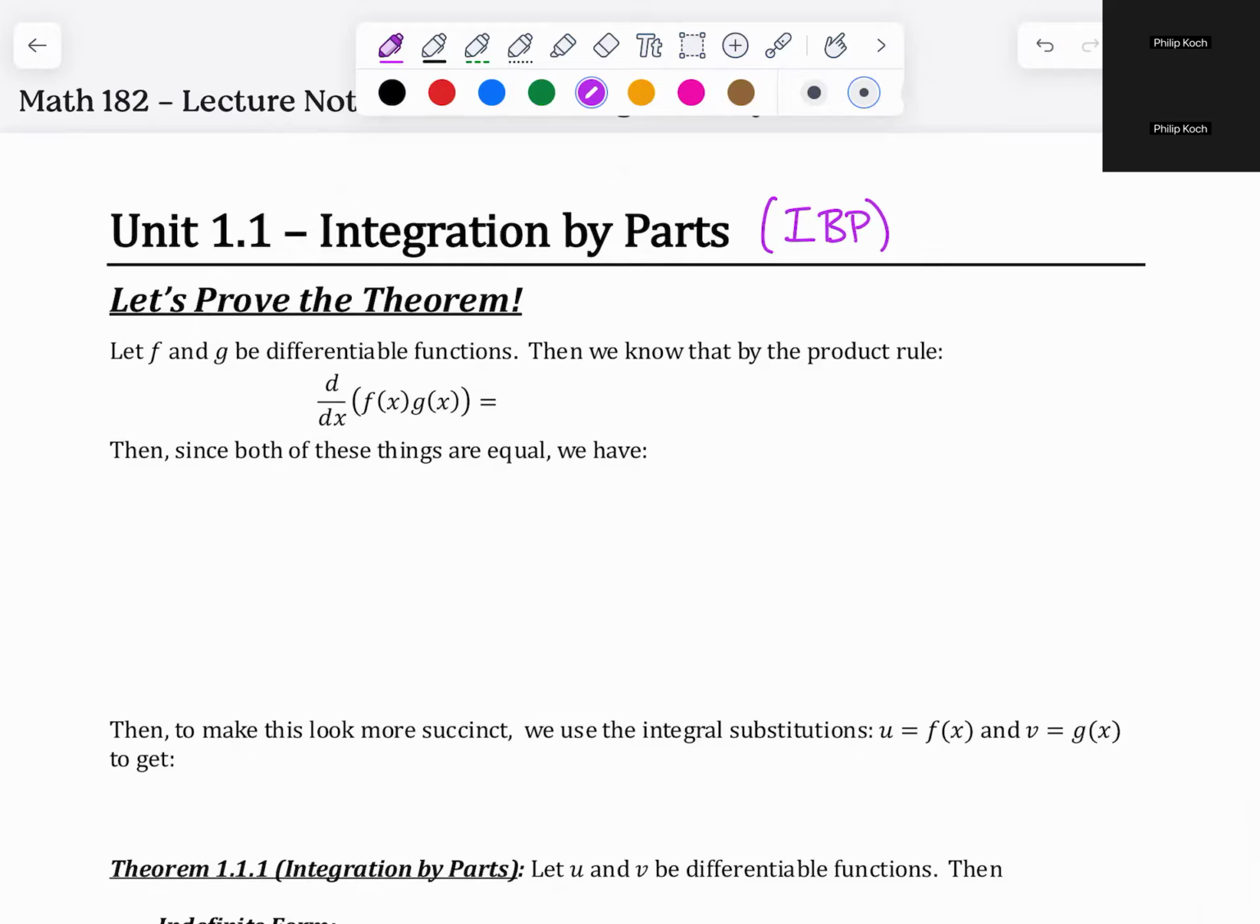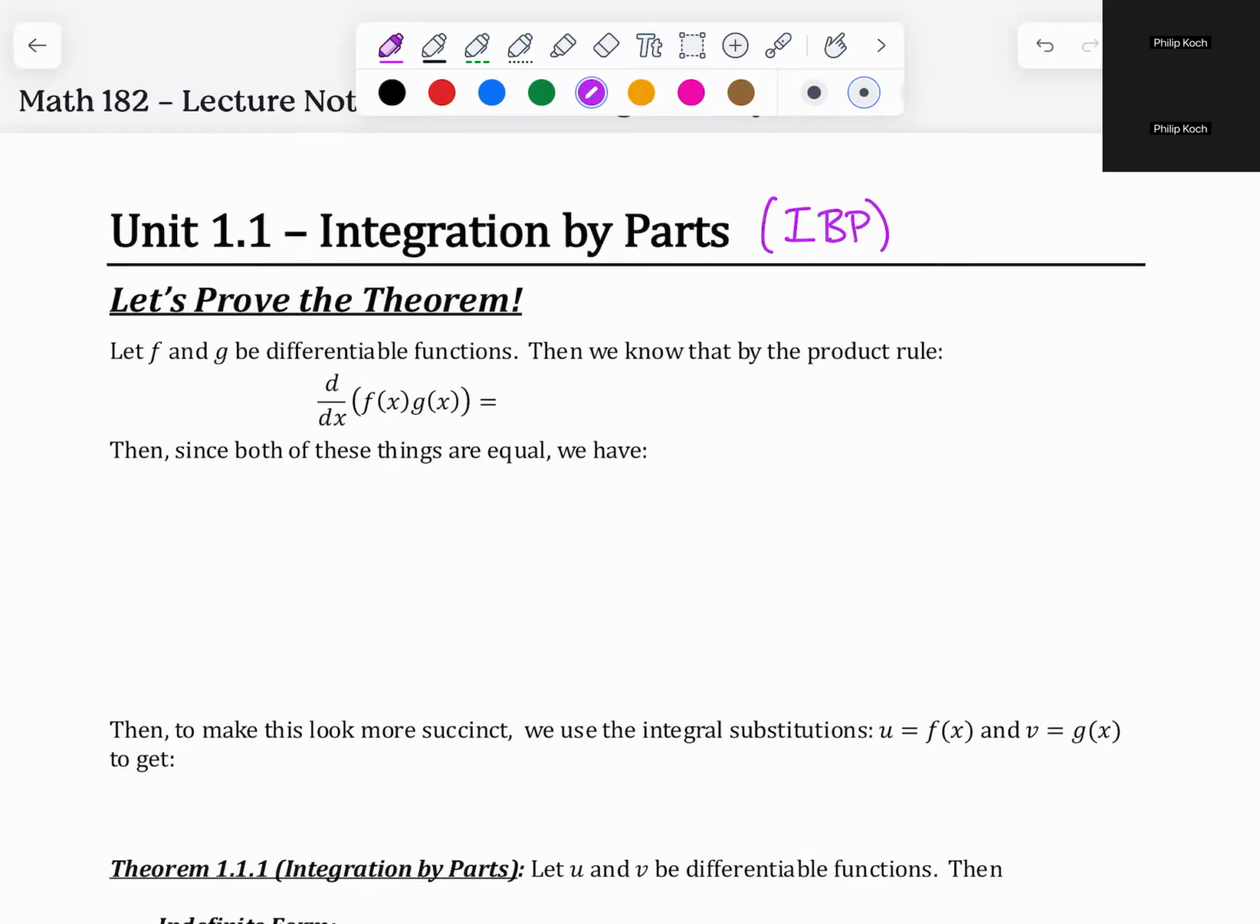And a natural question that you might ask is, well, we have a bunch of other rules. We have the quotient rule, we have the power rule, we have a power rule integration formula. And the question might be, do we have an analogous version of the product rule? And the answer is yes. That's what integration by parts actually represents.